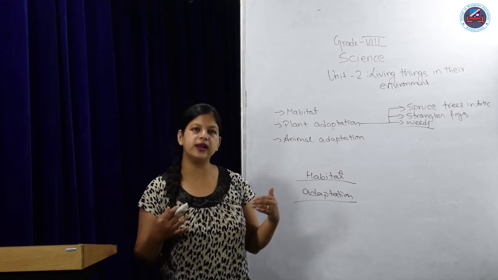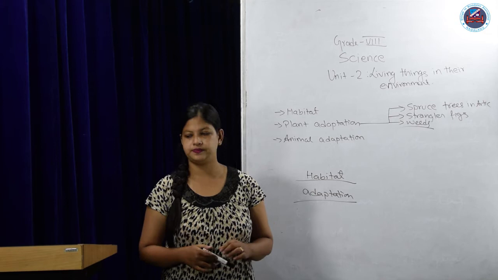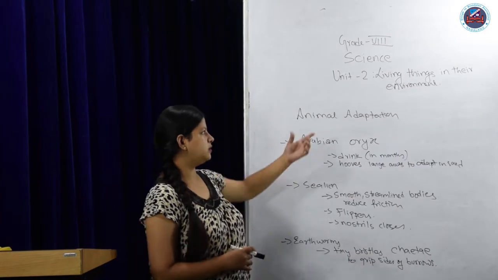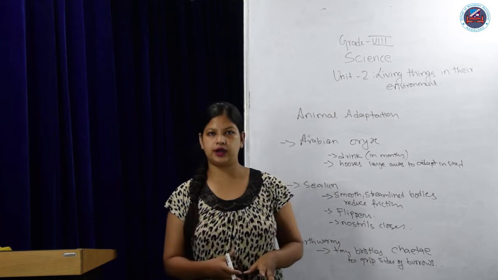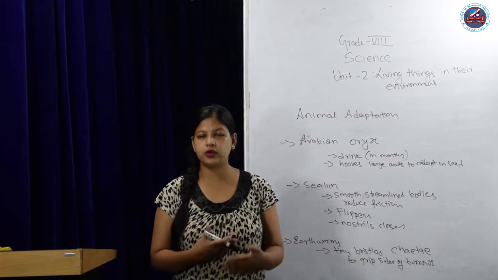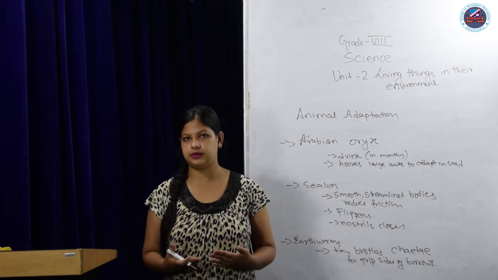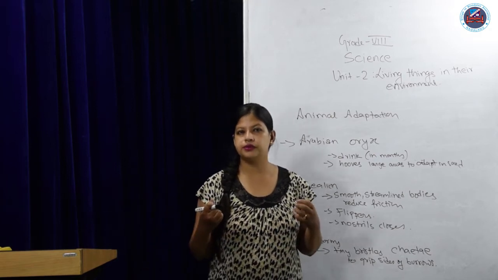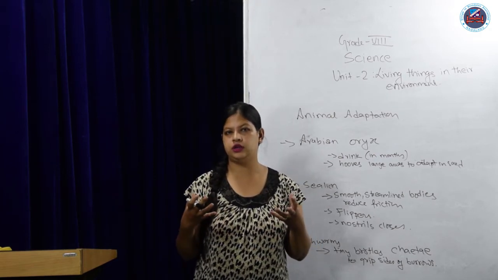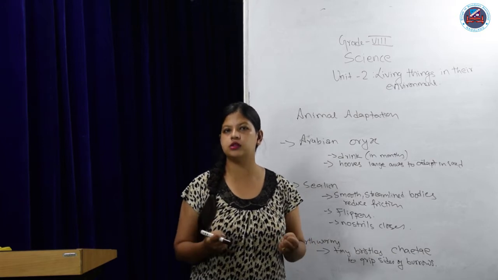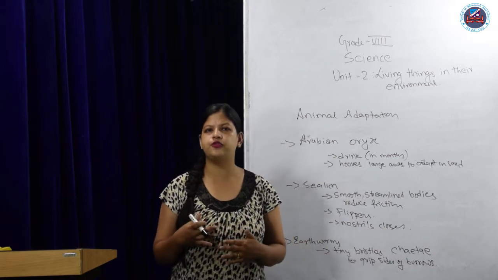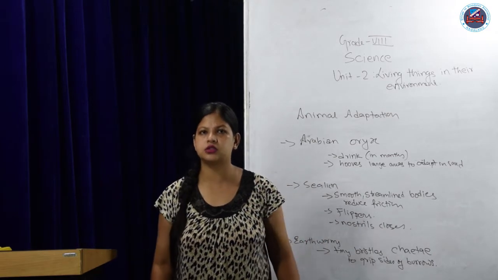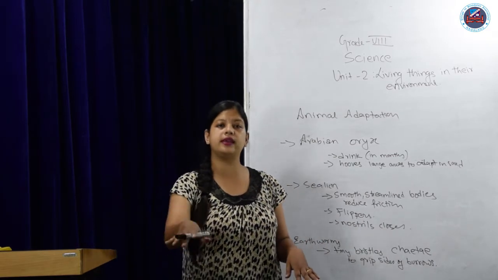Now we will go for animal adaptations. So we have now animal adaptations. Like plants adapt in various environments, I will be giving you a few examples of how animals also adapt. If there are survival difficulties for any animal in its habitat, it will start showing various differences in its body structure or habits in order to live in that habitat.